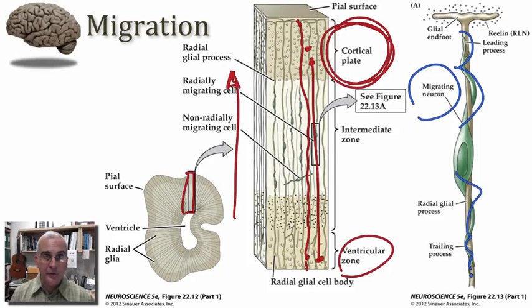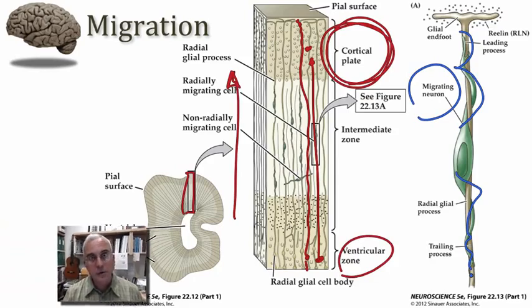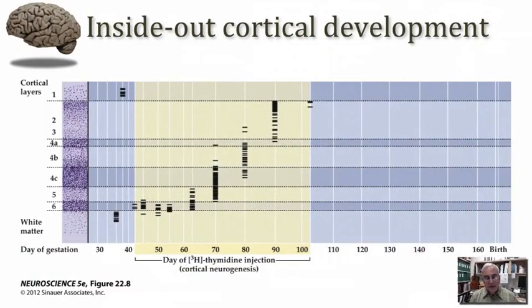differentiate and acquire a specific identity that will allow them to be differentiated into a neuron or a glia or a particular subtype of one of those broad categories of brain cells. So as these neuroblasts migrate from the ventricular zone up to the cortical plate, they do so in a particular pattern. The cortex is essentially built in an inside-out fashion.